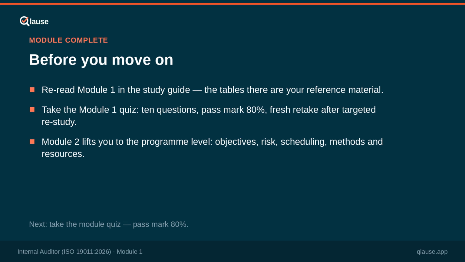That is Module 1. Before you move on, reread Module 1 in the study guide. The tables there are your reference material, and you will want them again in Module 5. Then take the Module 1 quiz. 10 questions, pass mark 80%, and a fresh attempt after targeted restudy if you fall short. Module 2 lifts you up a level, to the audit program itself. Objectives, risk, scheduling, methods, and resources, under Clause 5 of the standard.